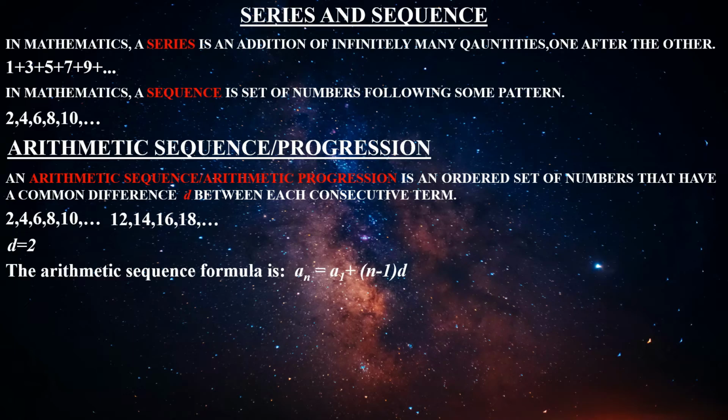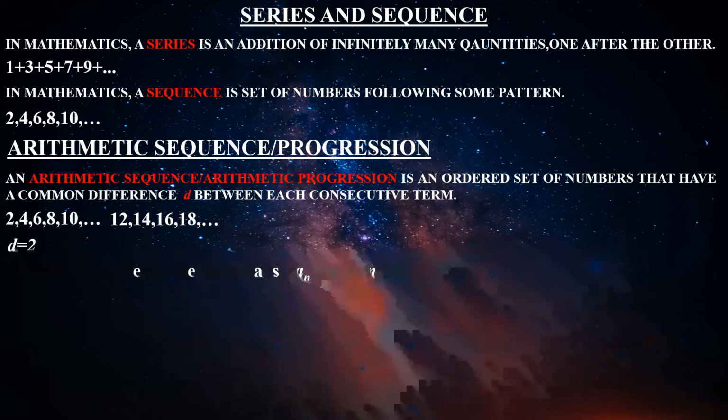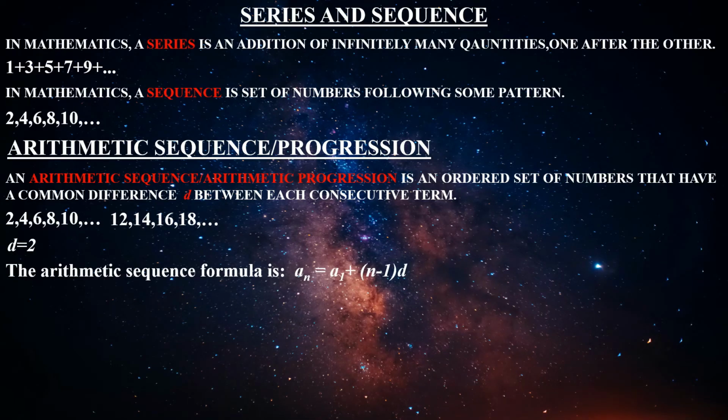Now, the arithmetic sequence formula: how to find the next term. Right now you can guess. After 12 we're going to have 14, after 14 we're going to have 16. But what if someone asks you to find, let's say, the billionth term? You're not going to just guess. This is the formula that we have. In the formula, we have a_n, a_1, n, and d. We're going to define each and every parameter.